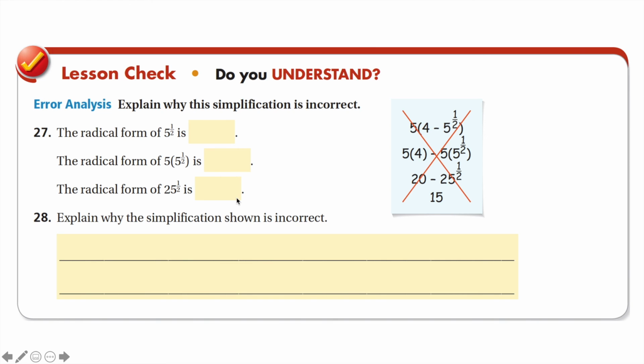And we finally made it to the lesson check. Let's power through it, guys. So explain why this simplification is incorrect.